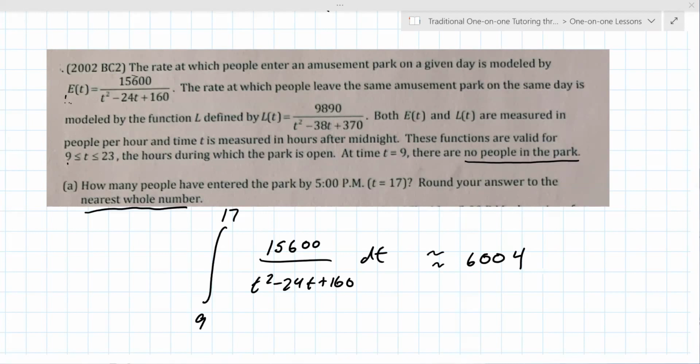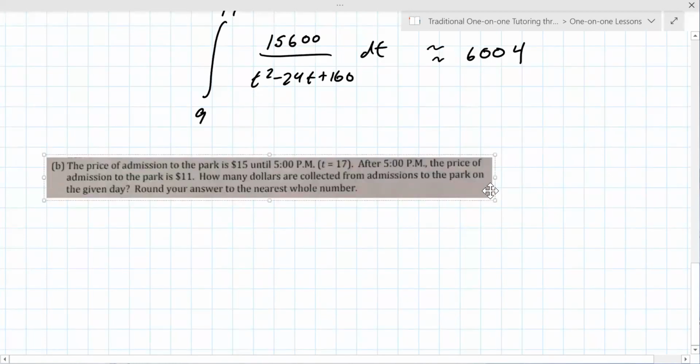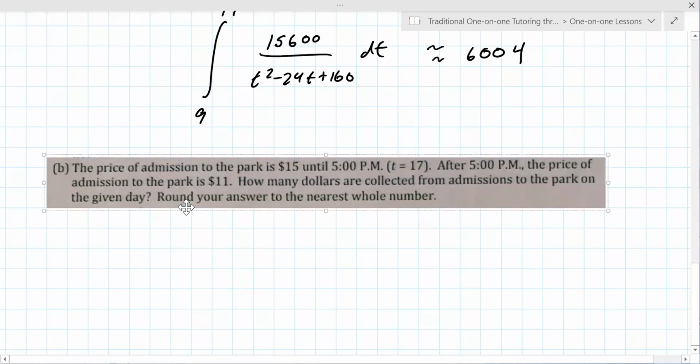Let me see what part B says. Price of admission to the park is $15 until 5 p.m. After 5 p.m., the price of admission is $11. How many dollars are collected from admission to the park on a given day? All right, so the 6,004 is the number of people that entered before 5 p.m. We got that from the previous part. So we can just multiply that by 15, plus $11 times the number of people that entered after 5 p.m.